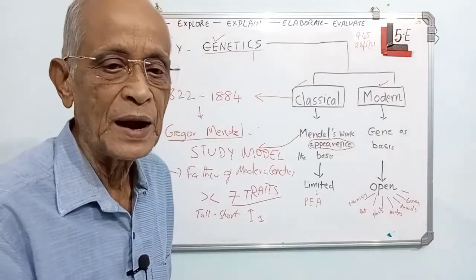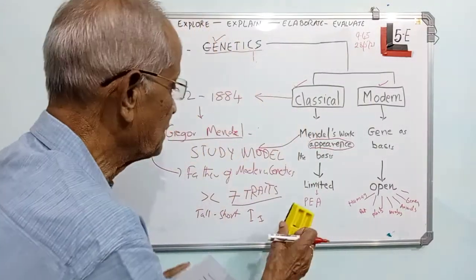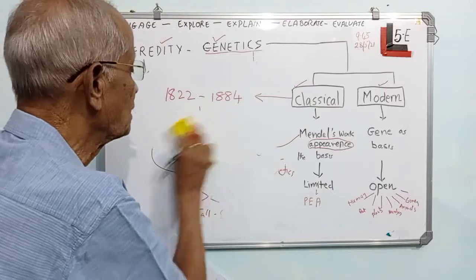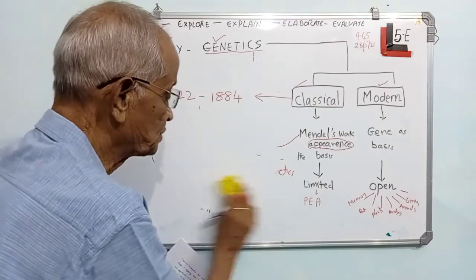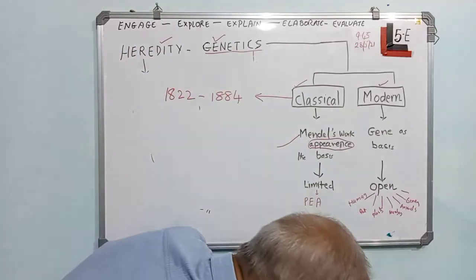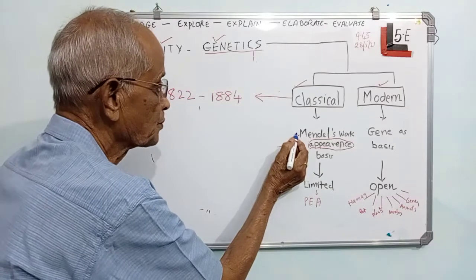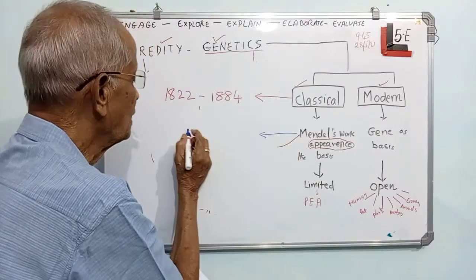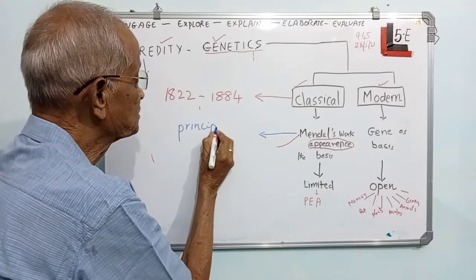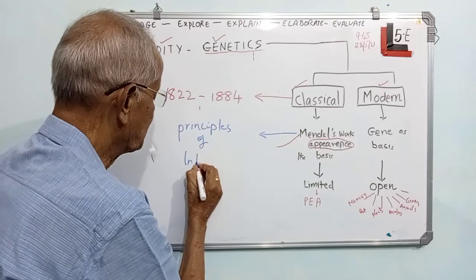It became very handy for him to study, and by studying all these things, he came out with what's called Mendel's principles of inheritance. Mendel's activity was completely based on these things.